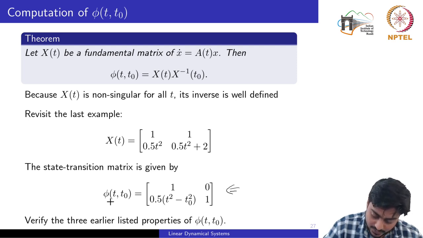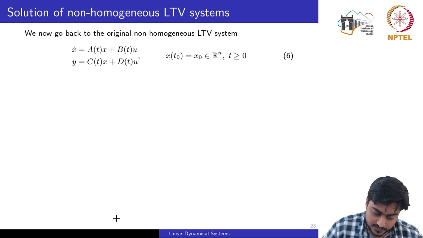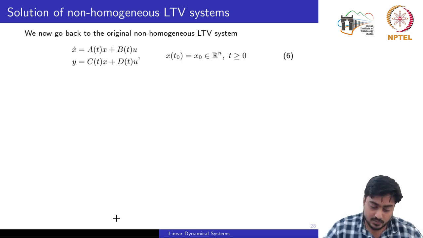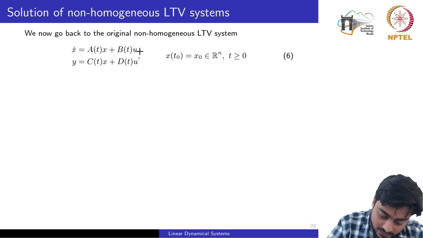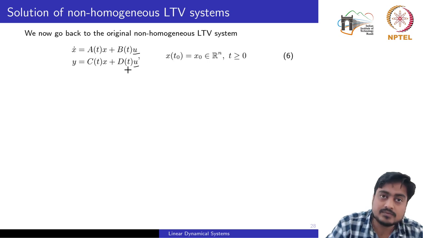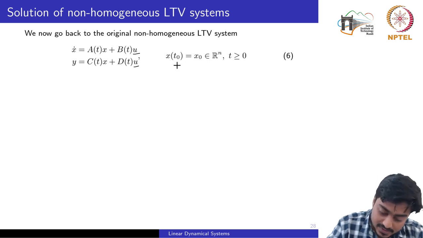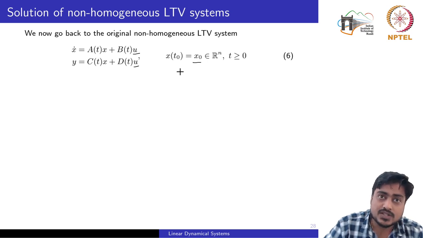Once we have computed this phi of t comma t naught, you can verify by yourself all the three properties which we had discussed initially: the solution of the state transition matrix, the semi-group property, and also the non-singularity and the inverse property. Now we can go back to the original non-homogeneous LTV system where we have now included the u as well. The rest remains the same, that we have the initial condition at t equal to t naught, which is given by x naught.